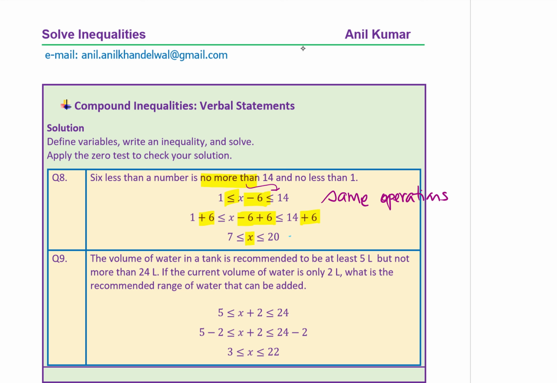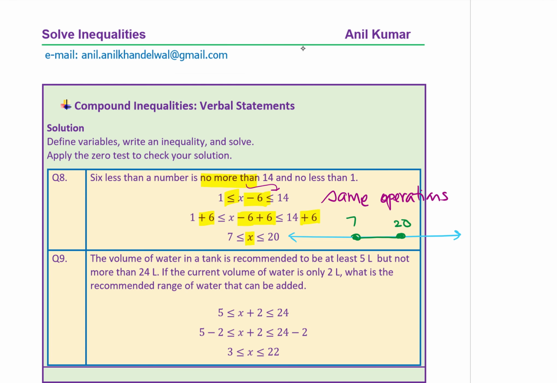So on a number line, if we have one here as shown, then the solution is between 7 and 20, and both are included. So we'll fill them up. You see that? We'll fill them up. So from 7 to 20. 0 is not a part of the solution, right? 0 is less than 1. It is not a part of the solution.